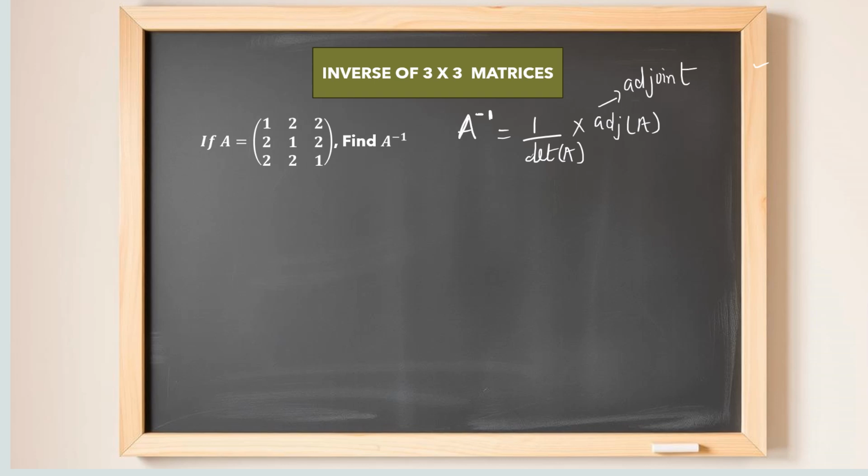Now, what is the formula for calculating the adjoint? The adjoint of A is the same thing as the cofactor of A transpose. So you need to calculate the cofactor, then you transpose it. For a 2 by 2 matrix, it is very easy, but for a 3 by 3 matrix, it is not.